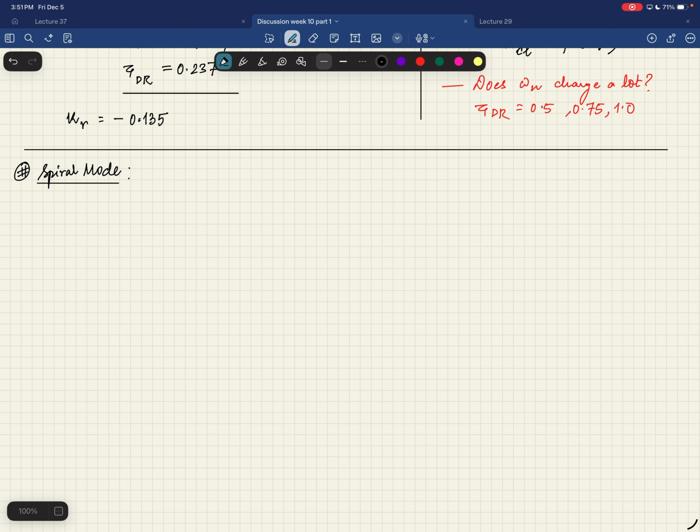So in spiral mode, this is a non-oscillatory mode. Why? Because its eigenvalues are real and negative. There is no imaginary part. And it can lead to a gradual divergence in the bank angle and the heading both.